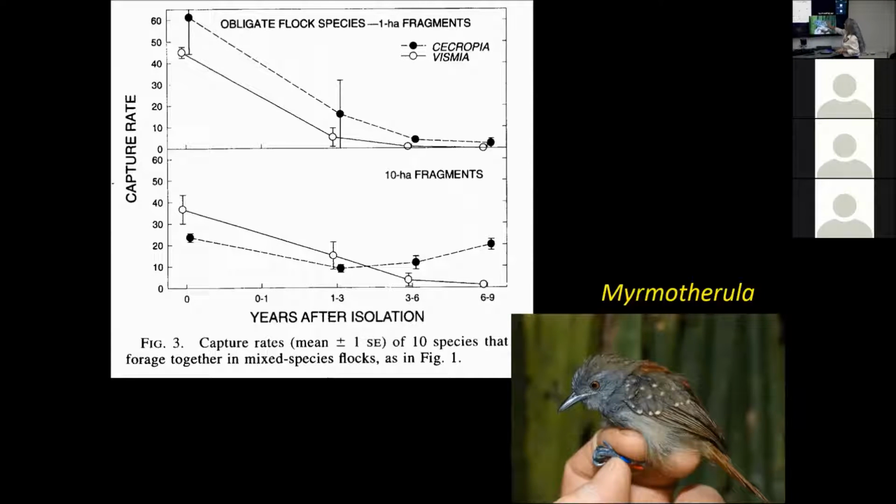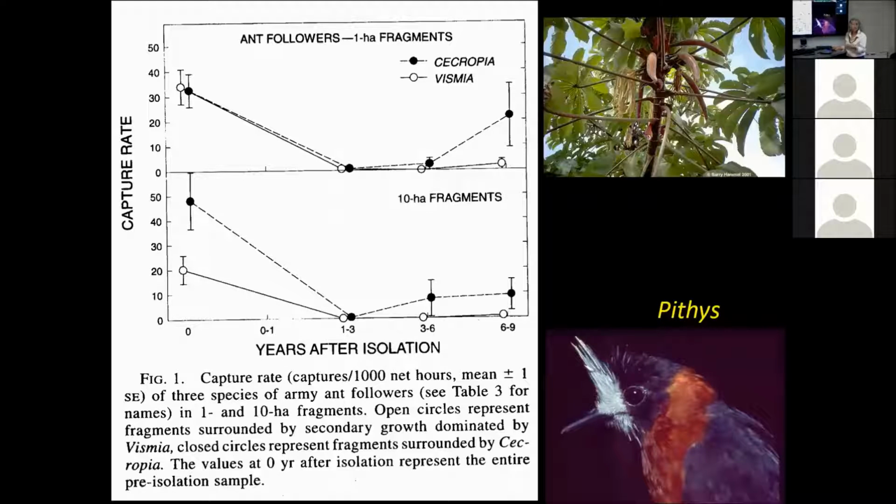If we look at some of the obligate flock-feeding birds, that means different individuals of different species get together and move together through the forest for different reasons. Again, we have a Cecropia-dominated versus a Vismia-dominated matrix, and we're not looking at the matrix now, we're looking back at the fragment. So it gets isolated, you lose species, but then when the matrix starts to regrow, at least in the 10-hectare fragments, these birds begin to move through that matrix and can recolonize fragments in a Cecropia-dominated matrix, but cannot recolonize fragments surrounded by a Vismia-dominated matrix. So the matrix influences what's happening inside the fragment. Think about agroforestry, which is a much more friendly matrix to move through than cattle pasture. So those are the consequences of the matrix.